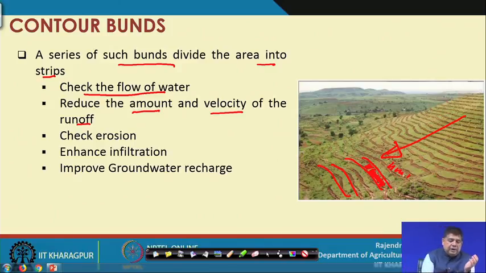So, the erosion is not there, because if overland flow is not there, the sheet erosion process will not take place, and transportation of eroded material will not take place. That is how it checks erosion. And as far as enhancement of infiltration is concerned, because water is standing for a longer period of time in between two bund structures, more opportunity time is available for water to infiltrate. That means the total infiltration will be much larger, and in effect it will result in groundwater recharge. So, groundwater will be recharged wherever contour bunds are constructed.